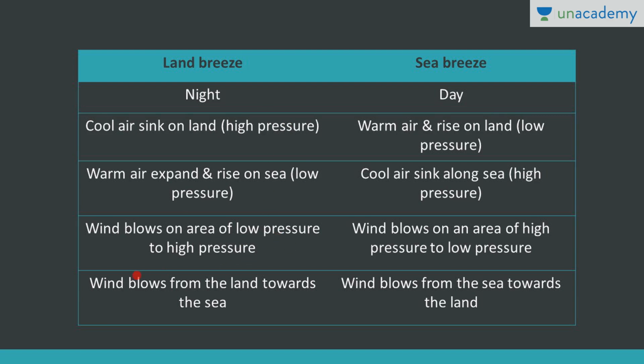You can see this one. As such, land breeze, I told you, they move from the land towards the sea. And similarly in sea breeze, there is low pressure on the land, and there is high pressure along the sea as cool air sinks along the sea. So high pressure on the sea and low pressure on the land, right? So winds will move from the sea towards the land. So this is sea breeze and this one is land breeze.